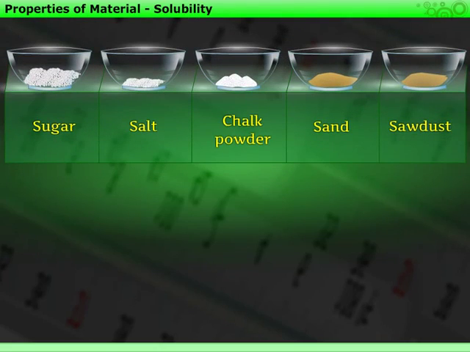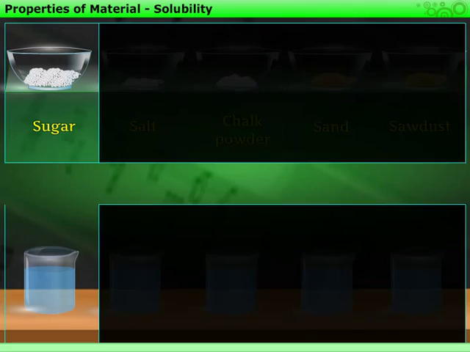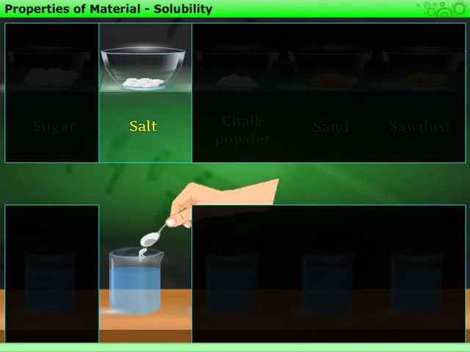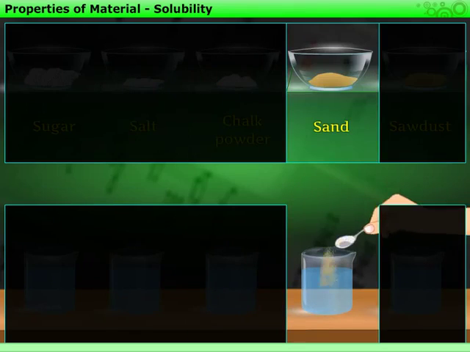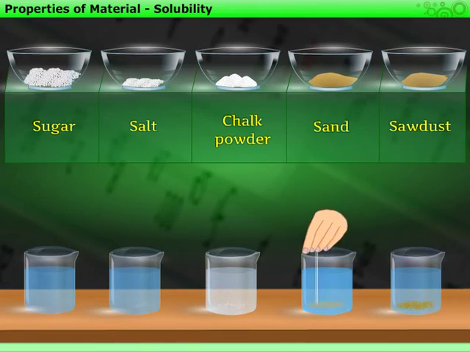Collect some solid substances such as sugar, salt, chalk powder, sand, and sawdust. Take 5 glasses or beakers, all filled with 2/3 of water. Add a small amount of these substances separately in each of the beakers. Stir the contents of each of them and wait for some time.